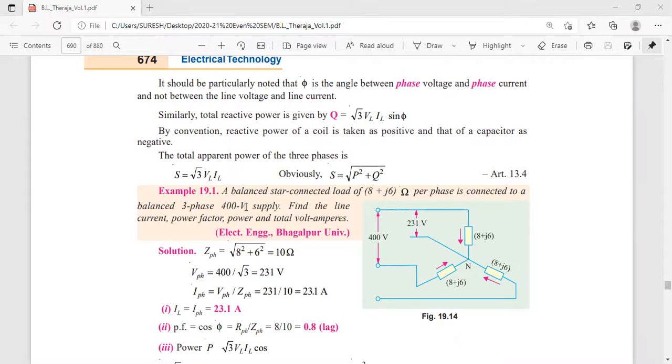And they have given line voltage. VL is equal to 400 volts. Okay. In this problem, they have given R and XL value. But in the next problem, we have to determine R and XL value. See, next problem.